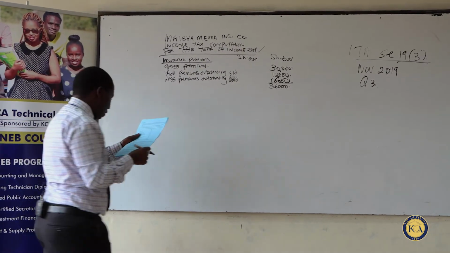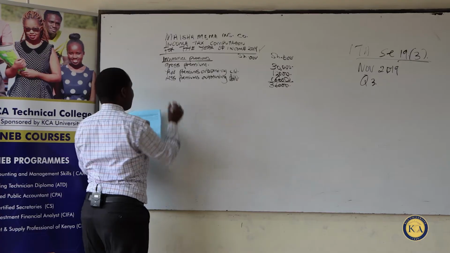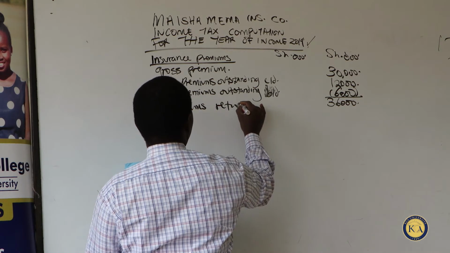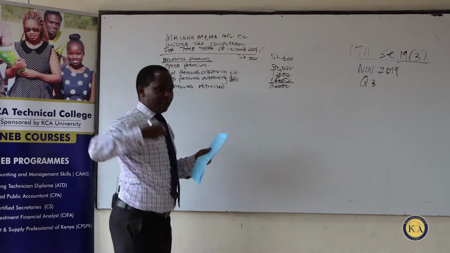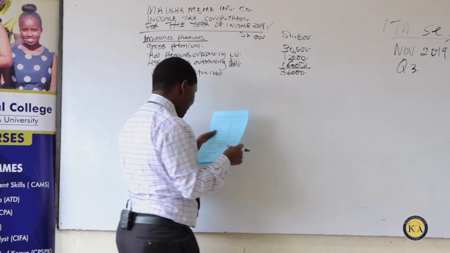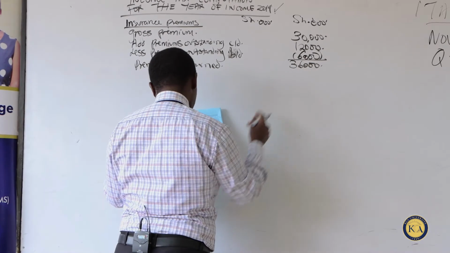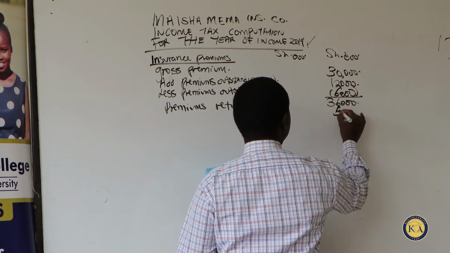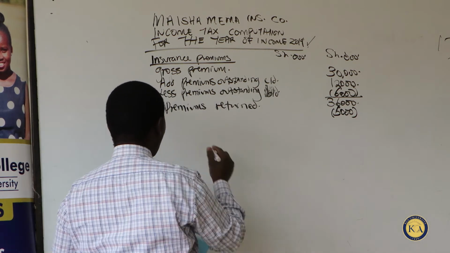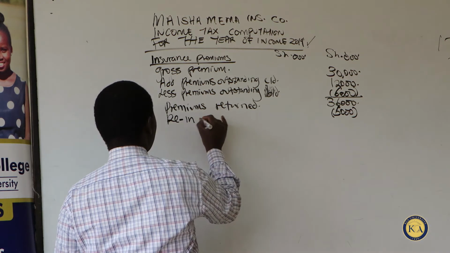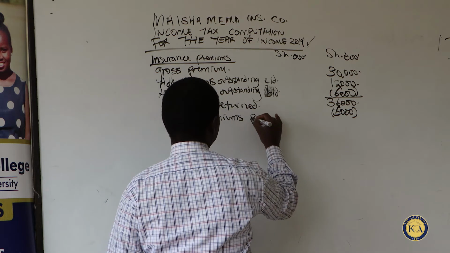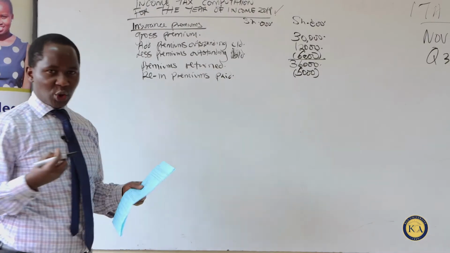Then we are going to less premiums returned. These are premiums that have been refunded back to those people that have been insured. We less premiums returned of 5,000. And then we're also going to less reinsurance premiums paid. They are paying to their insurers.